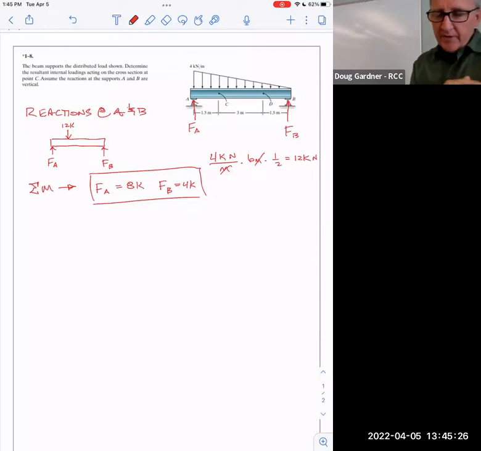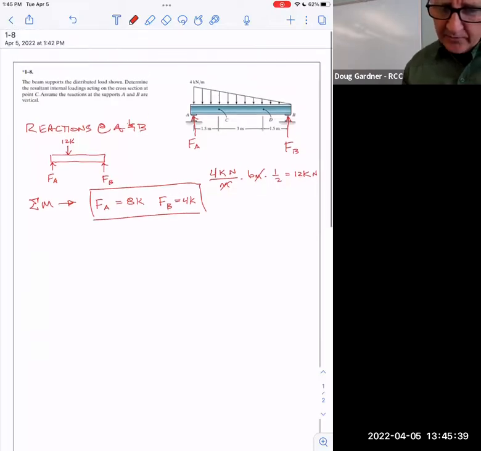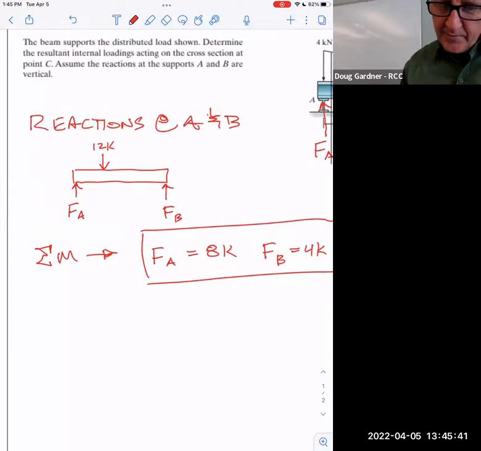And so cool, now I'm ready to find, in this case, they said, what's the cross section? Tell us what's happening at section C. Not everywhere, way harder last term. Why did they say this last little statement, assume the reactions at the supports of A and B are vertical?